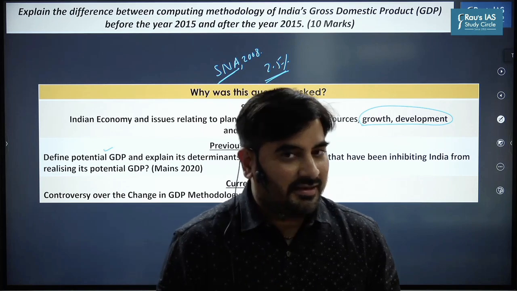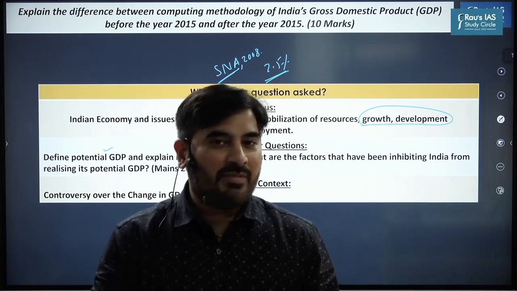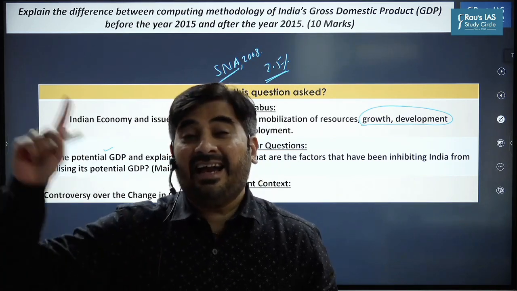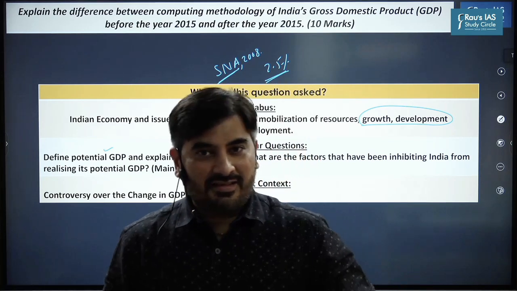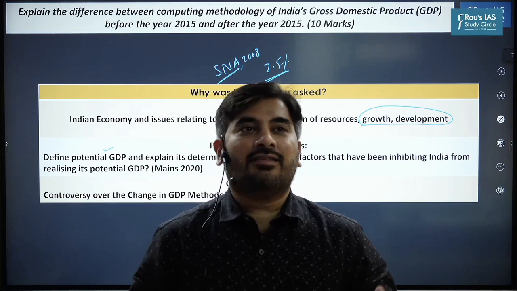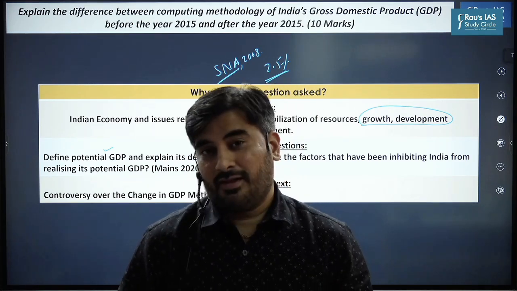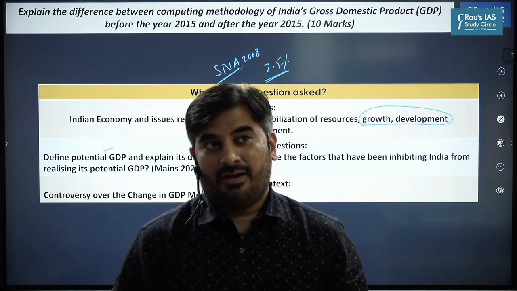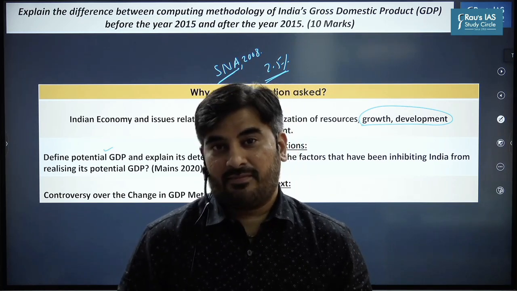So government said, look, we are not inflating the GDP numbers. What we have basically done is we have just changed our GDP methodology in line with the international standards. So changes in the GDP methodology had created this controversy. But the question is, why did this controversy arise in the first place? Why did the economists feel that we were inflating our GDP numbers?